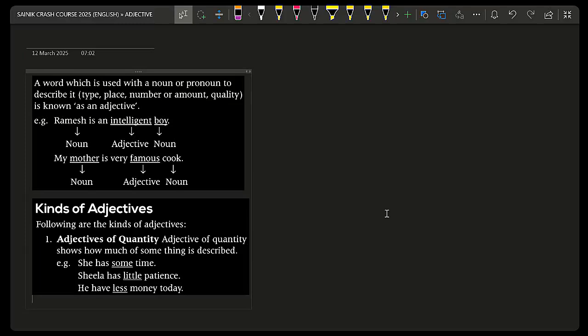Sheila has little patience. How much patience? Little patience. He has less money today. How much money? Less money. So talking about quantity, we have these adjectives of quantity. Some examples are some, little, less. And the next type we are going to discuss is the adjective of number.